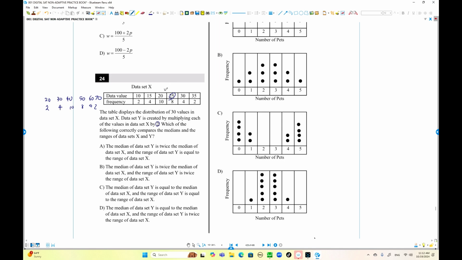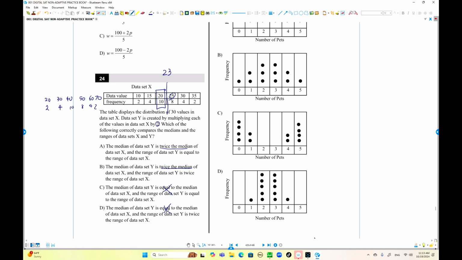So the median times 2 is 40, right? For example, if you have the median 23, times 2 is 46, that is also the median. So the median is always twice. Data set Y has twice the median, yes, they are twice. Equal is not working. So we have choice A or B.